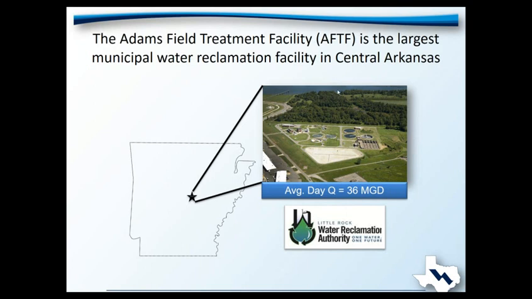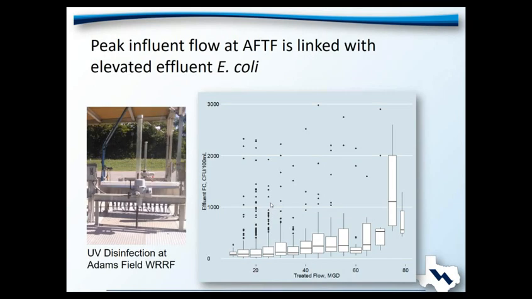In the background, at the top of the figure here, you see the water body that receives effluent from Adams Field, and that's the Arkansas River in the Mississippi River watershed. So the switch to UV was predicated by more stringent total residual chlorine limits on discharges to the Arkansas River, and back in 2008, they converted to UV for an average day flow of 36 million gallons per day.